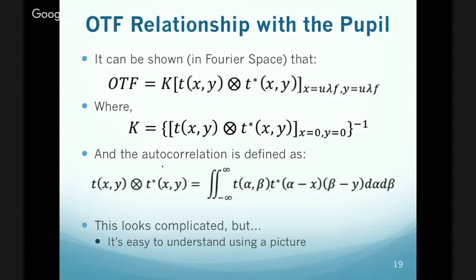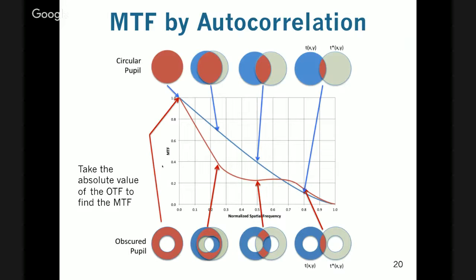I want you to know that. But I just wanted to tell you where it comes from so that you understand where the MTF comes from in autocorrelation. And along the top, what I've shown is, let's take a circular pupil, a hypothetical perfect pupil, and remember what it said to do: autocorrelate the pupil with its complex conjugate.